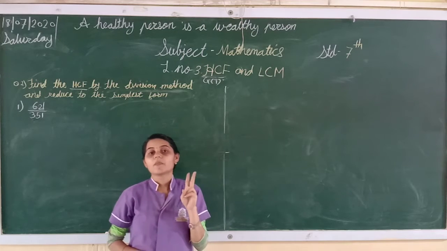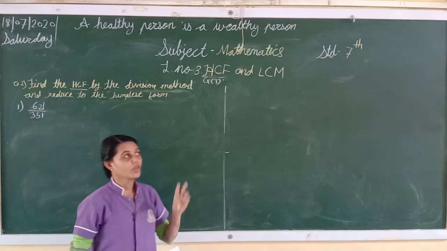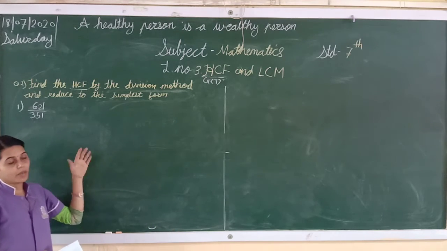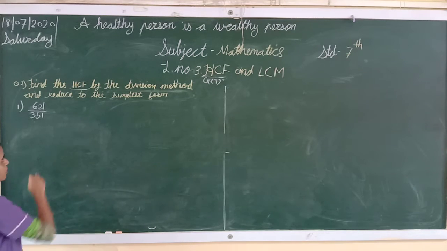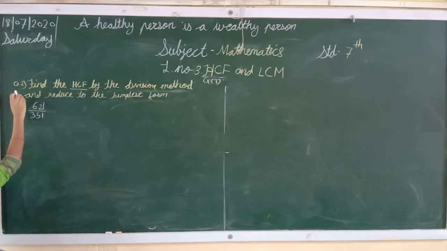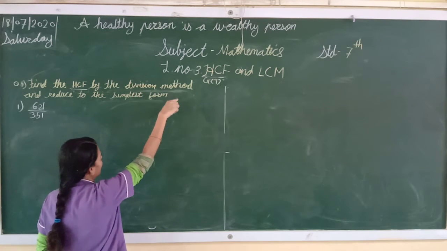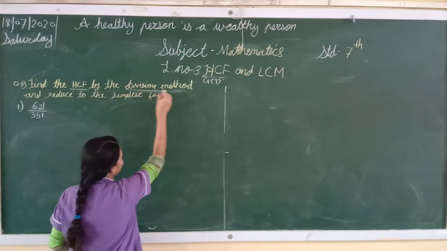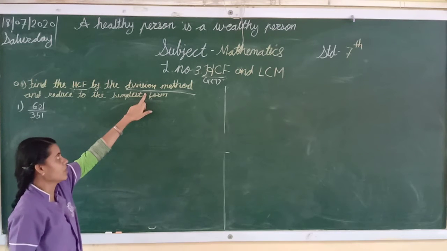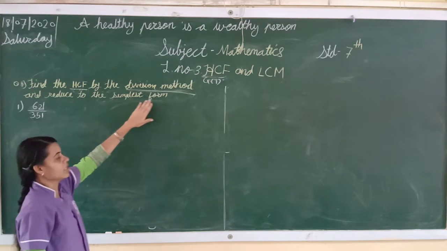There are two methods, the prime factors method and the division method. We already learned the prime method. Now in this video we will learn the division method. Okay, students, now what is the first question? Find the HCF by the division method. Which method do we have to use? Division method, and reduce to the simplest form.